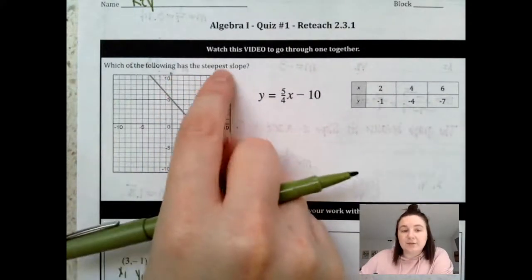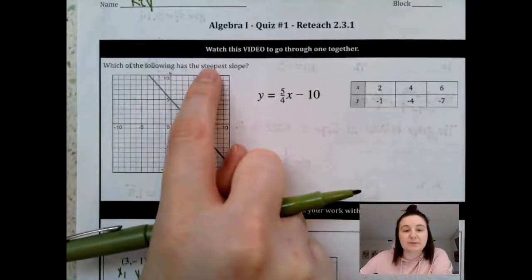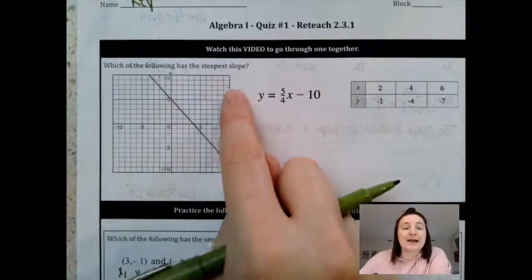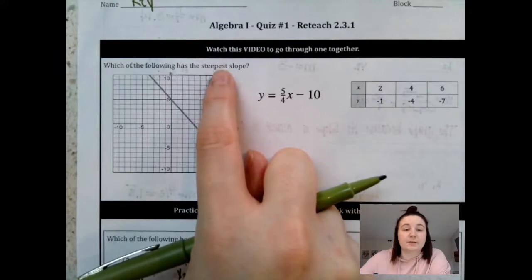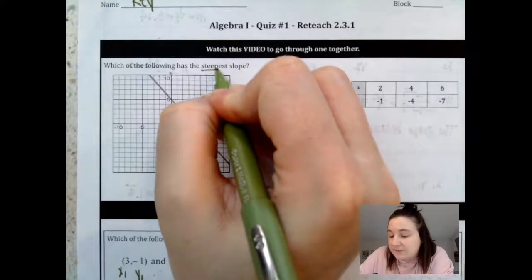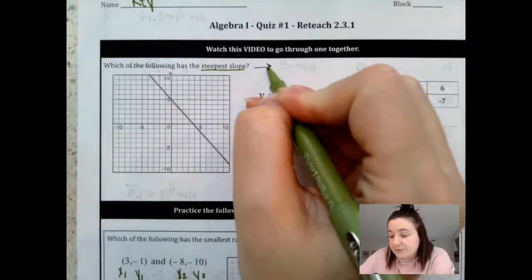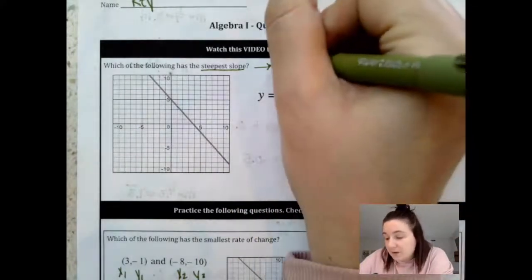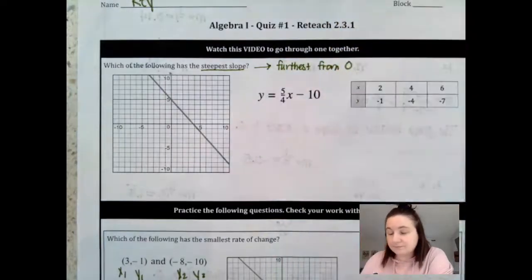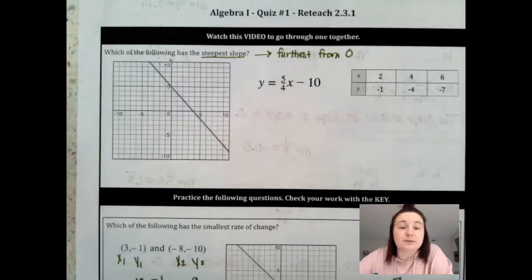The first thing that I like to do is figure out what this means so I know what I'm looking for, because sometimes it asks you for the steepest and sometimes it asks you for the least steep. Or we use highest rate of change as another synonym for steepest. So the steeper we are, the further from 0. So steepest slope means the furthest from 0. If it was asking for the least steep, that would be the closest to 0.